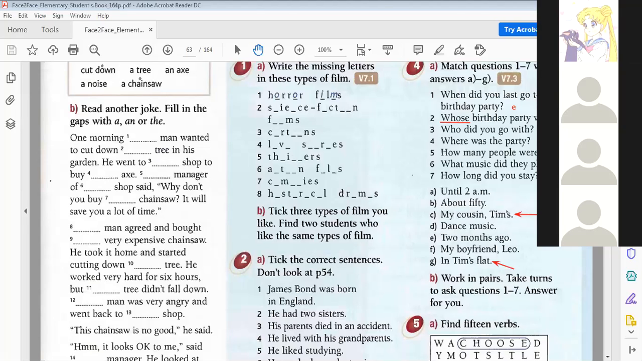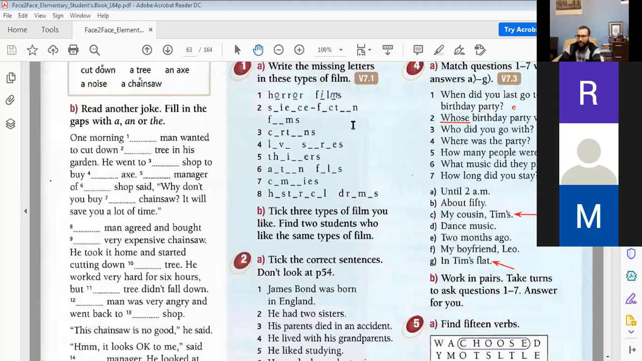Media, you can do number 3. Number 3, who did you go with? My boyfriend Leo. All right, that's correct. So F is the right answer. So I went with my boyfriend Leo. Nice. Okay, number 4. Rana, you could do number 4.